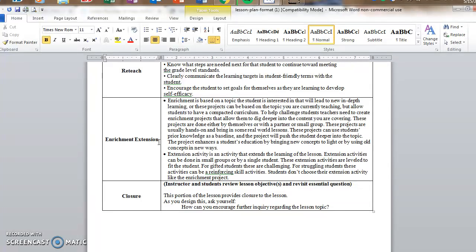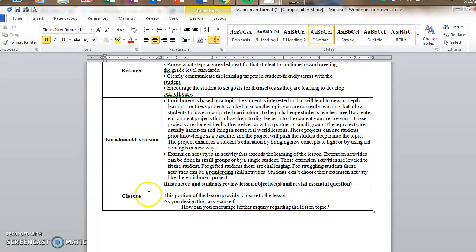Extension activity is an activity that extends the learning of the lesson plan. Extension activities can be done in small groups or by a single student. These extension activities are leveled to fit the student. For gifted students, these are challenging. For struggling students, these activities can be reinforcing skills activities. Students don't choose their extension activity like the enrichment project.